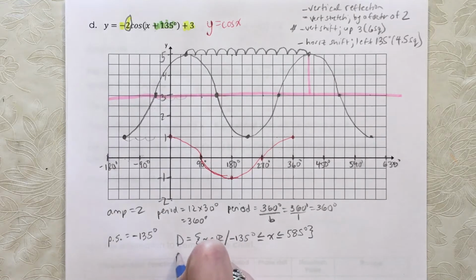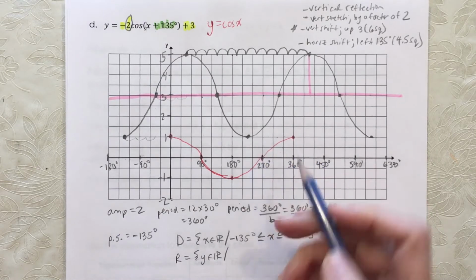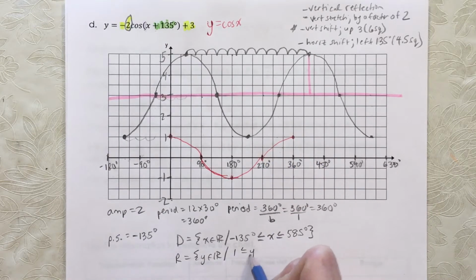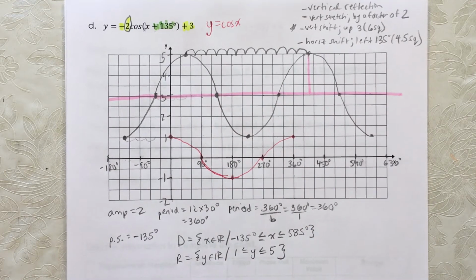And then our range, lowest to highest. The lowest we get is positive 1. And the highest is 5. Okay.